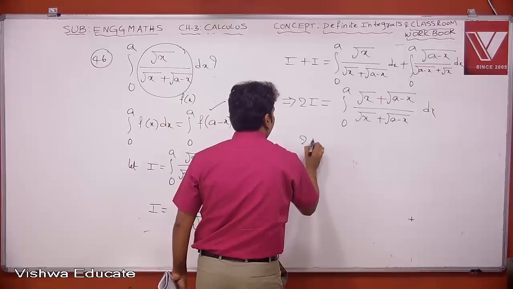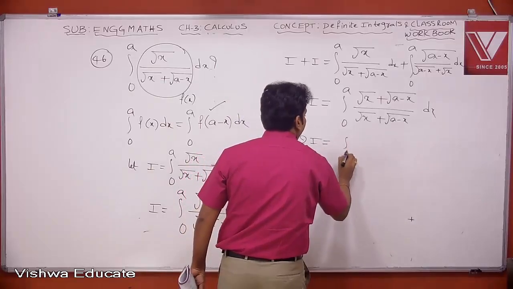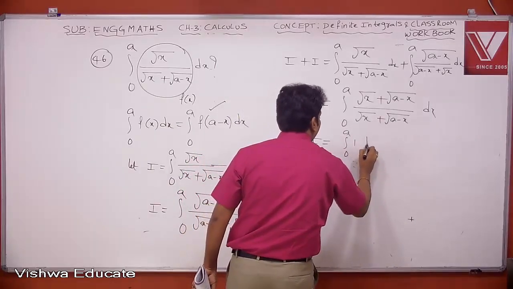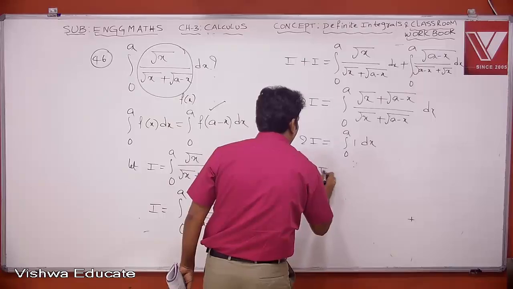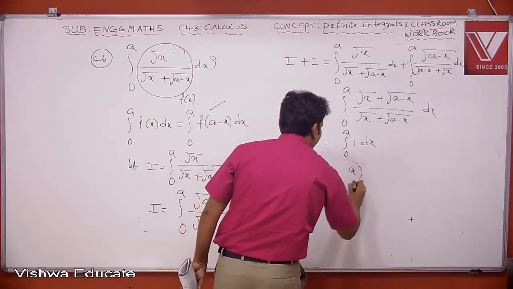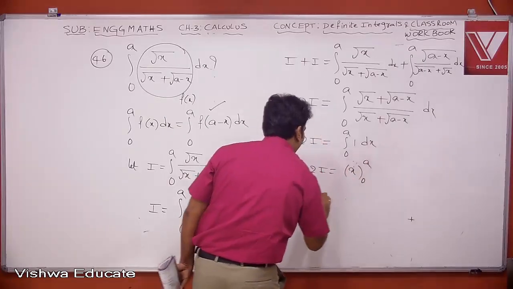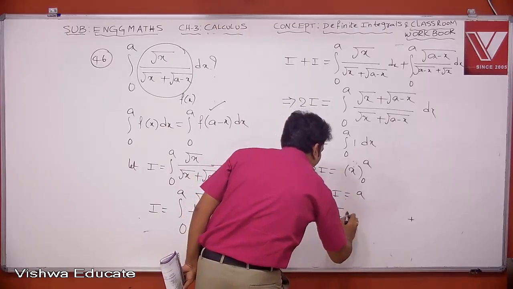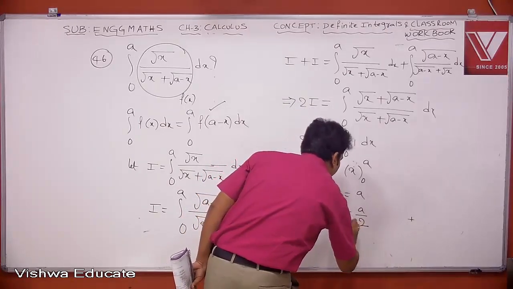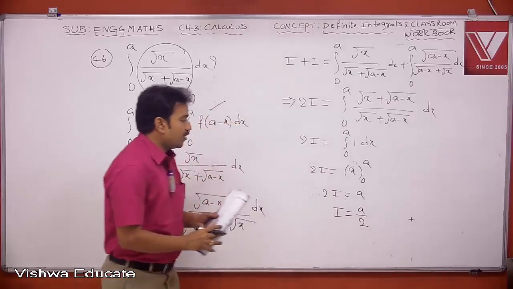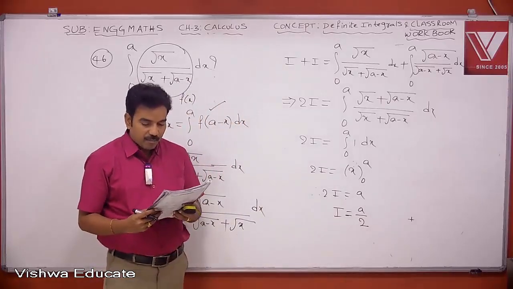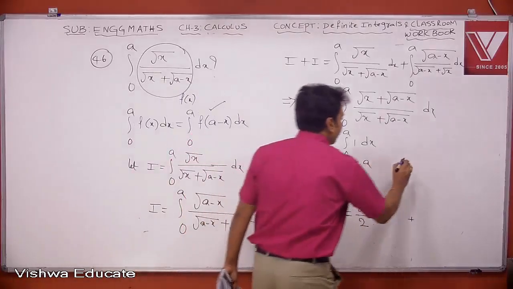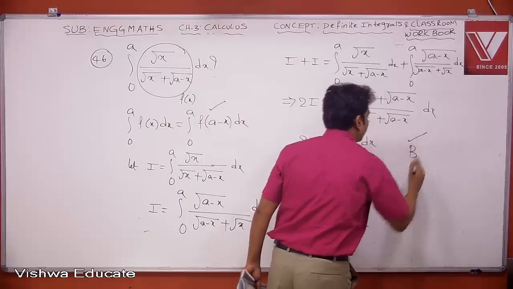Now this will cancel. Therefore 2I equals the integral from 0 to a of 1 dx. So 2I equals x, applying the limits 0 to a. Therefore 2I equals a. But we want the I value, so this is a divided by 2. Therefore the required integral is a by 2. Therefore option B is the right answer.